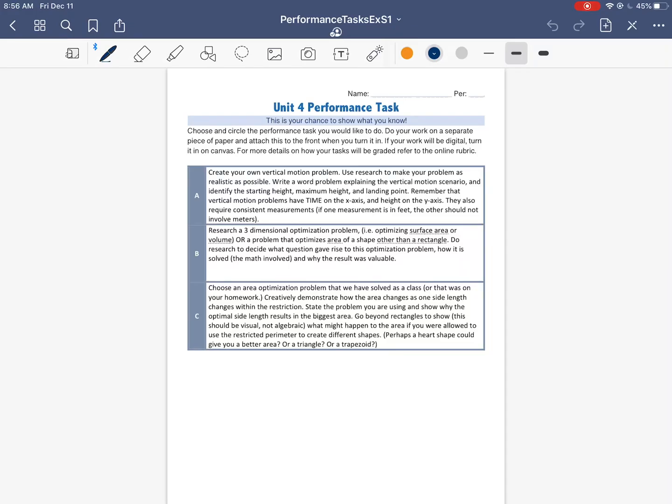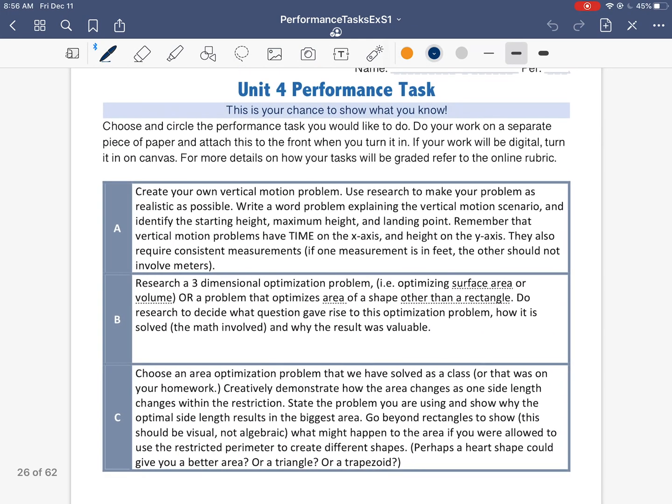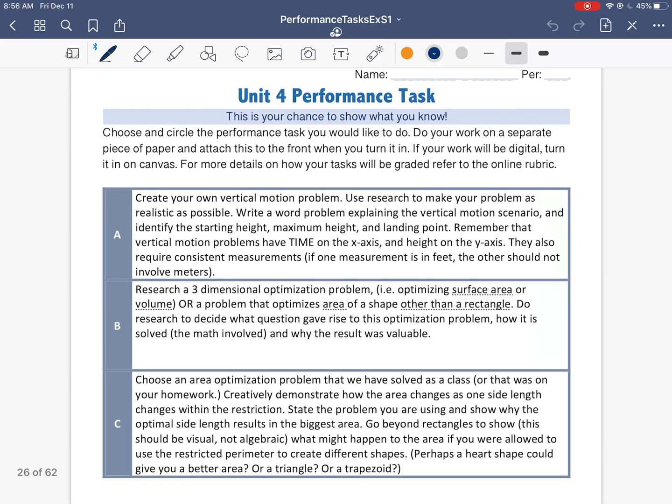Alright, for the Unit 4 performance task, we have 3 options as usual. The first option is to create your own vertical motion problem. So this might sound very similar to some other options that you had in the last 2 performance task units. And it is. However, this one specifically needs to be like a vertical motion problem like we did in class.